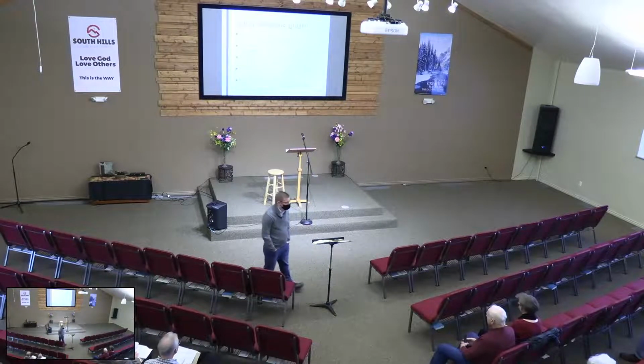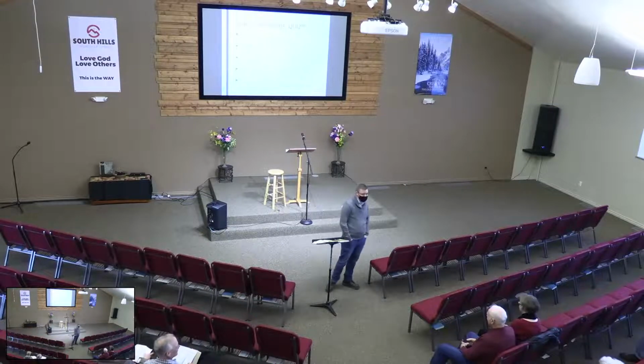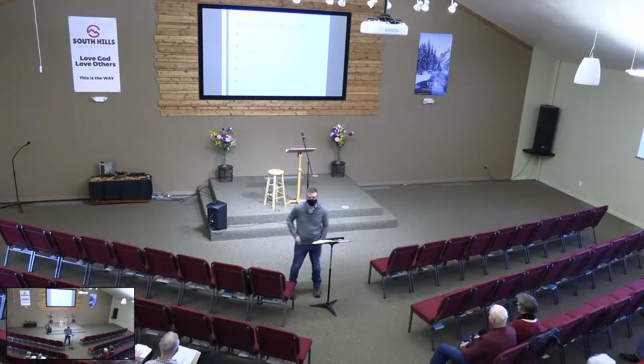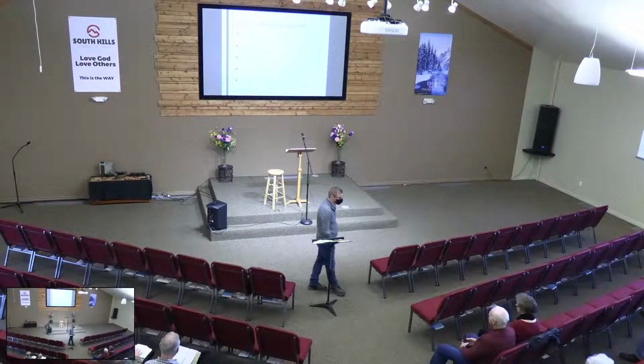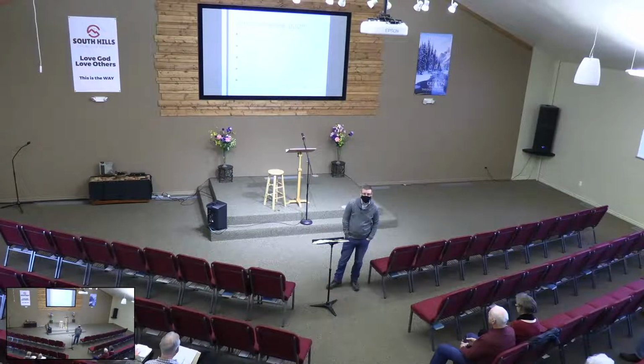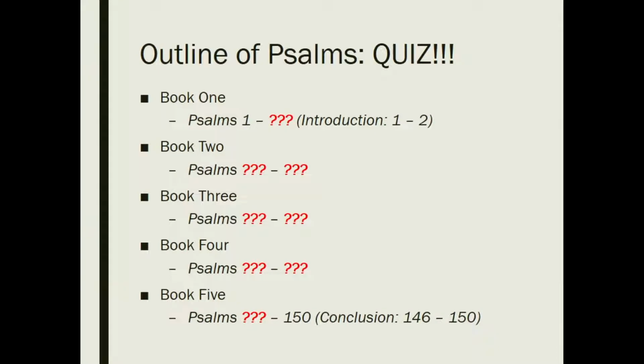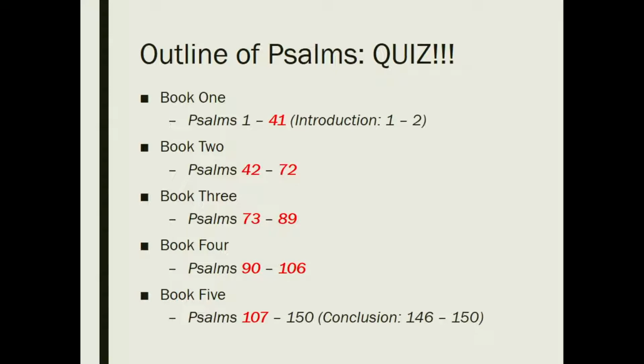Book 1 is Psalms 1 through... I sense some hesitation in the group. Somebody say it confidently. 41. Book 2 is Psalm 42 through 72. Book 3, Psalm 73 through 89. Book 4 then is Psalm 90 through 106. Good. And so then book 5, 107 through 150. So we did pretty well this week. So keep reviewing that.